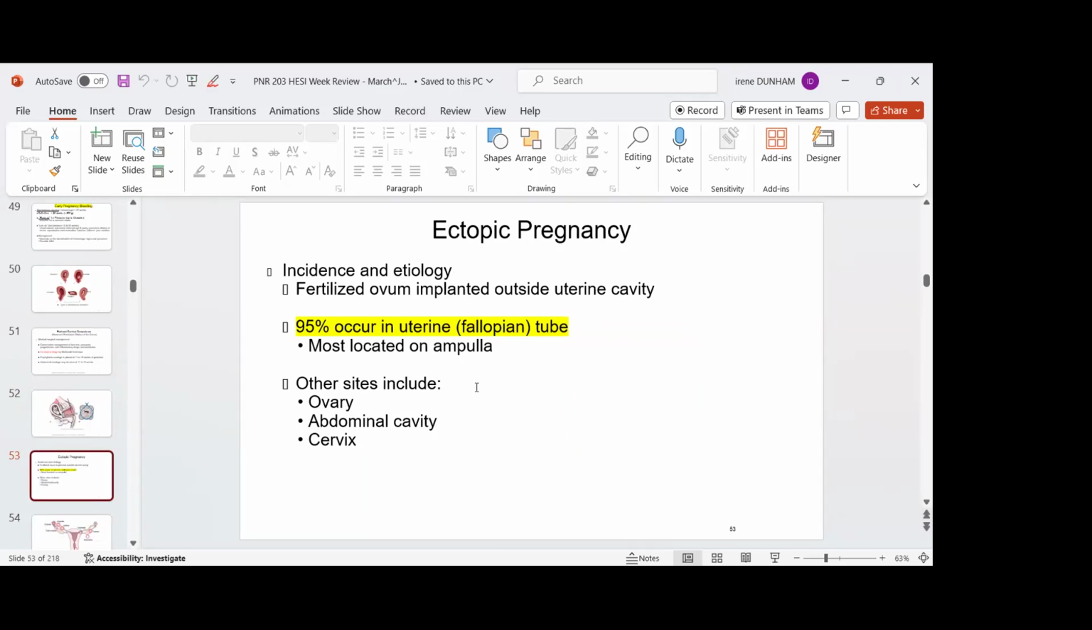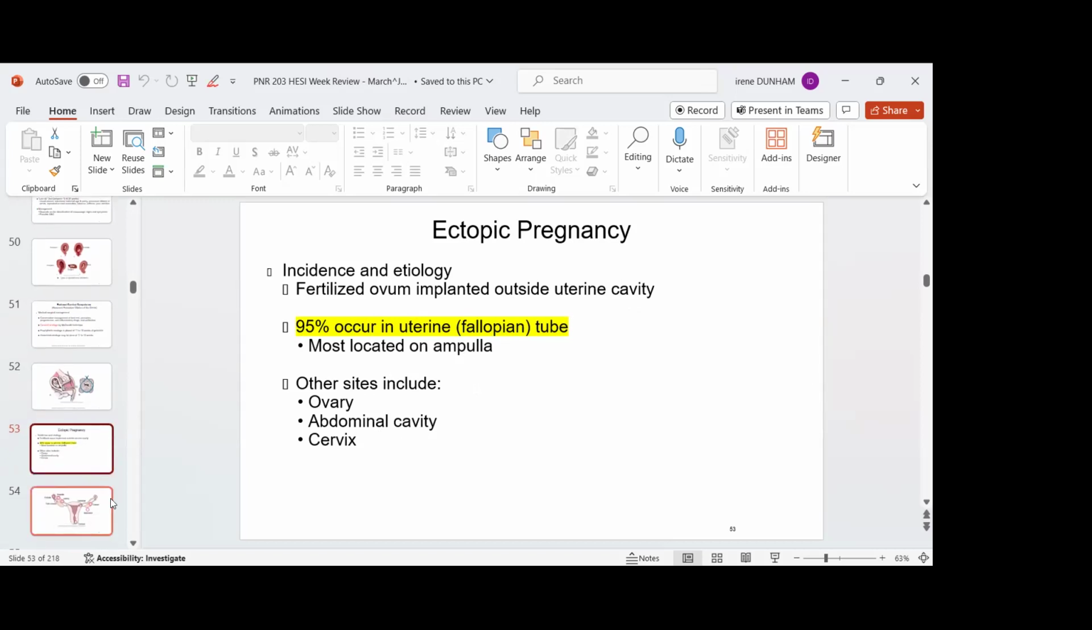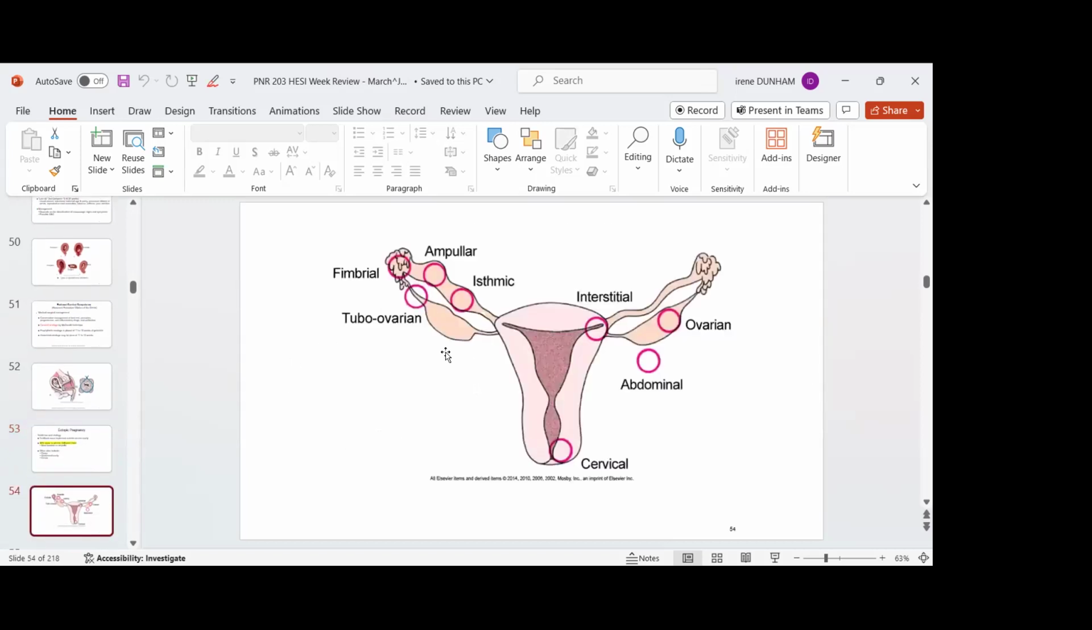And it can occur in other sites, but 95% are in the fallopian tube. What happens is that the ovum that became fertilized didn't implant inside the uterus like it should. Sometimes it doesn't make it through the fallopian tube at all, and so it stays in the fallopian tube like most of them do. So it's not good. And I think I have a good picture here.